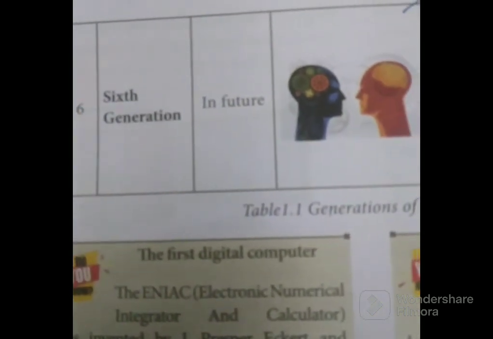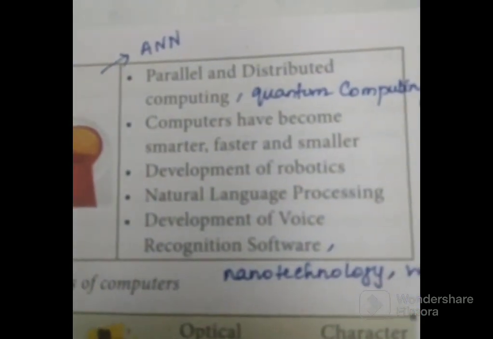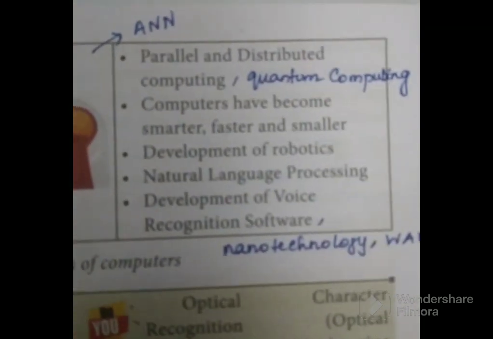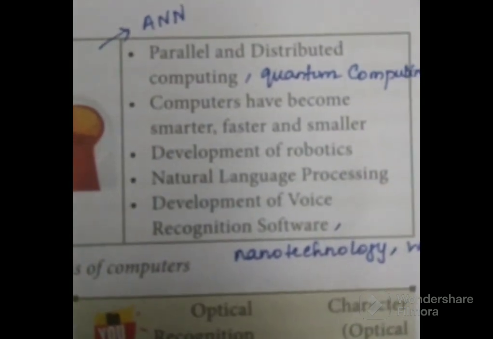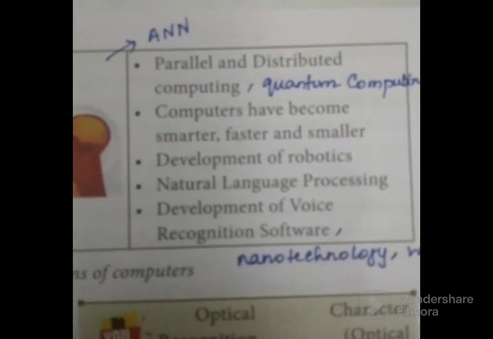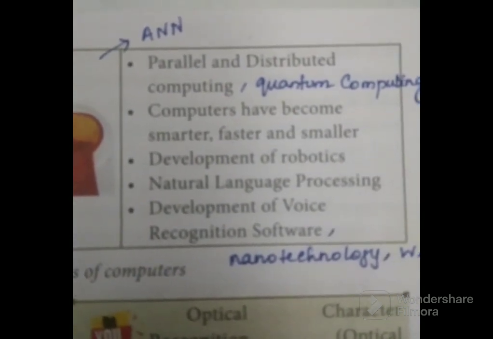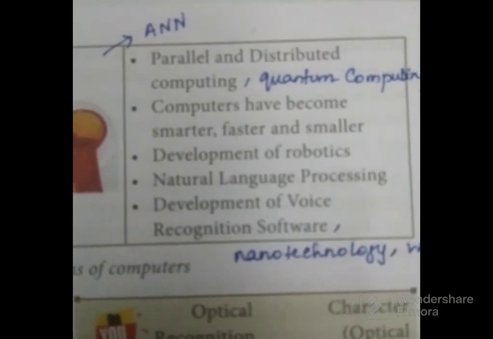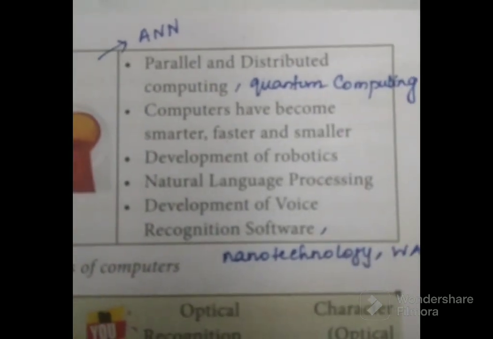It is in the future, we have yet to study this. It's a new way of interacting with machines. In this generation, intelligent computers based on AI, that is artificial intelligence, will take control. More emphasis on automation of work, quantum computing, nanotechnology, etc. will lead this generation.